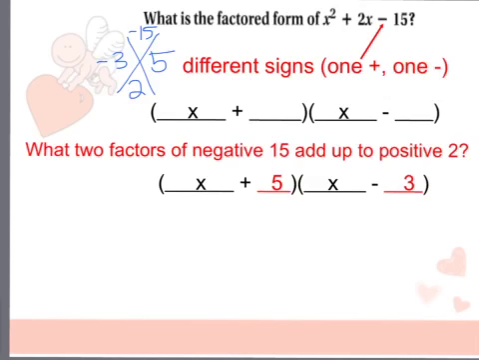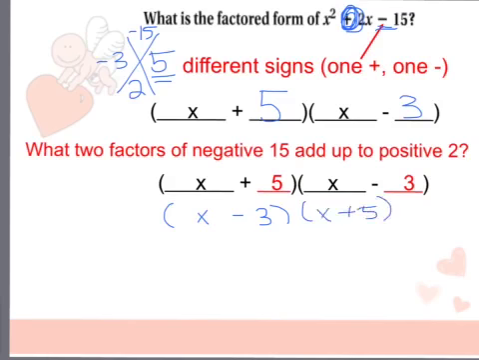The bigger number is always going to be the sign of whatever this is. So this was positive, so the bigger number, the number with the higher absolute value, gets that sign when this is a minus. So that means that the 5 goes next to the positive sign and the 3 goes next to the negative sign. This is the same thing as saying, though, x minus 3 times x plus 5. So you can write it either way because multiplication is commutative, so the order of the binomials doesn't matter.